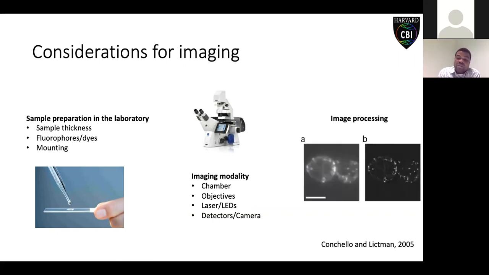The final part is image processing. For today, I'm not going to talk about image processing, but it is very important. Getting your initial image, as you can see here, is not sufficient. You might want to do subsequent processing in order to get a better resolution or better image quality.